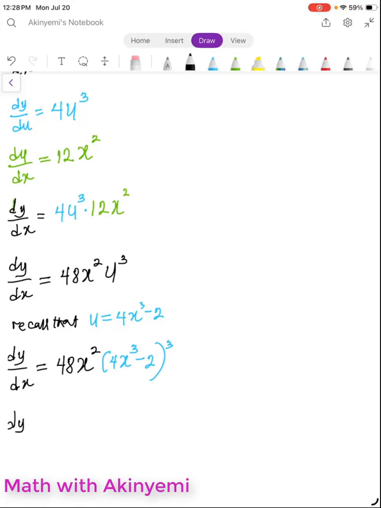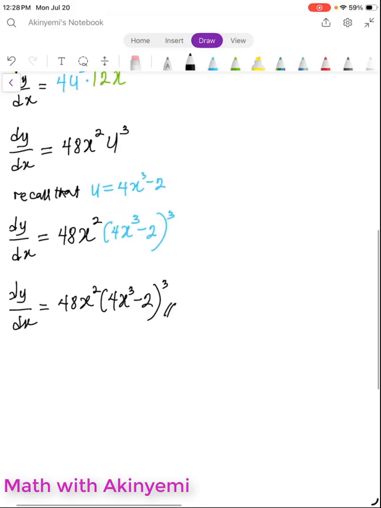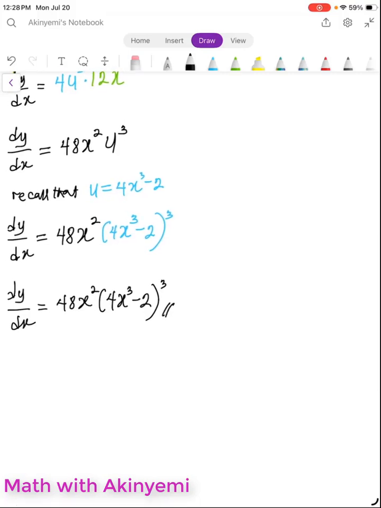Now our final answer, dy over dx equals 48x squared times (4x raised to power 3 minus 2) to the power 3. You see, that's really pretty fun and straightforward.